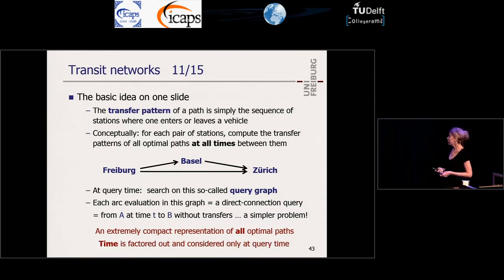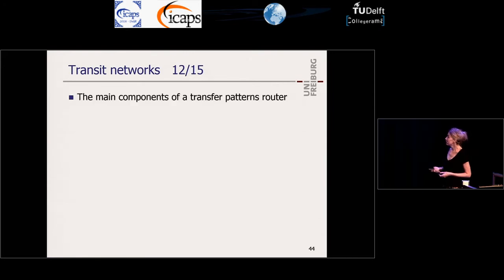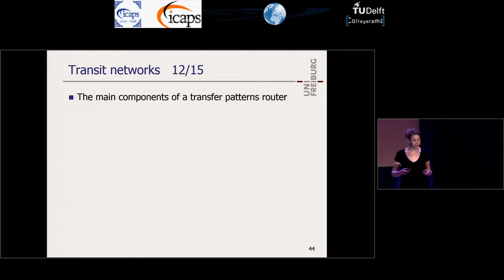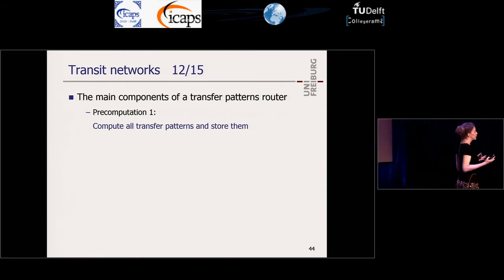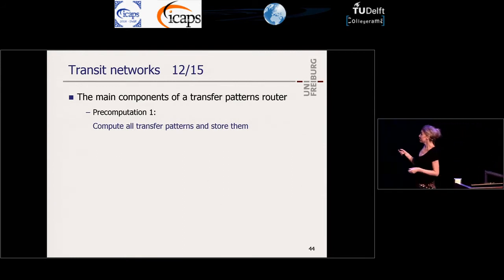And time is factored out. I already said that. That's the main idea. So when you want to build a system out of this, which we have, you have the following components. First, you have to pre-compute all shortest paths, right? All pairs shortest path. That sounds hard. It is. I will come back to this in a second.